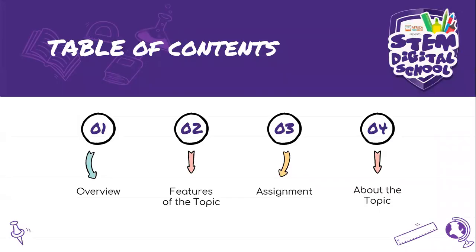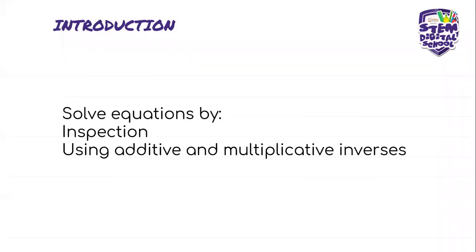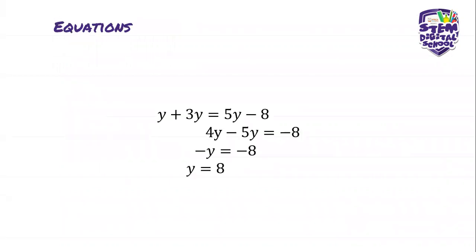Now, yesterday I said that you can solve an equation by inspection. In other words, you can use the additive or multiplicative inverse as well, just by inspection. But if you can't use inspection, then you can literally transpose the numbers to the right-hand side of the equation.